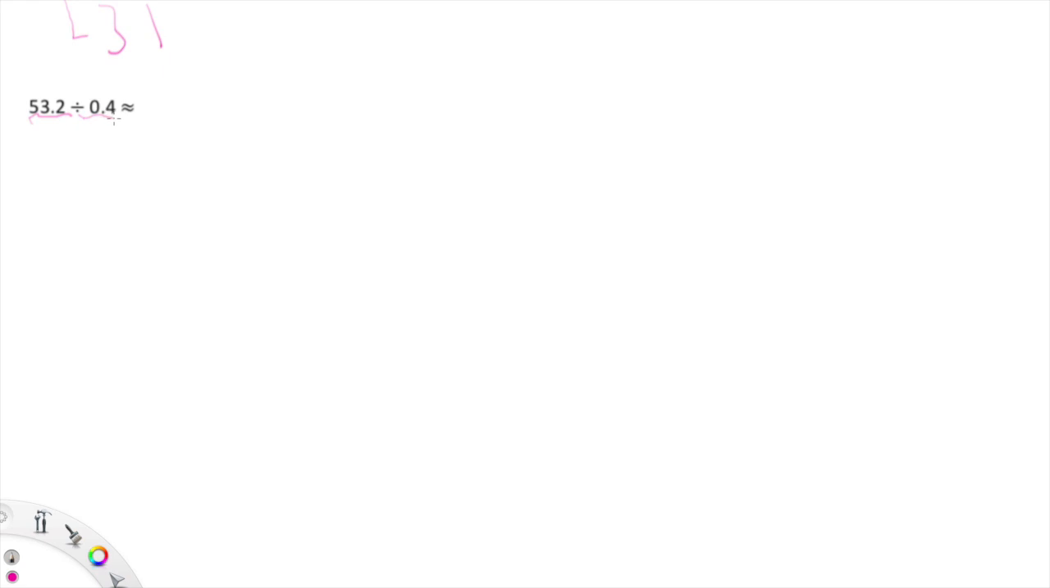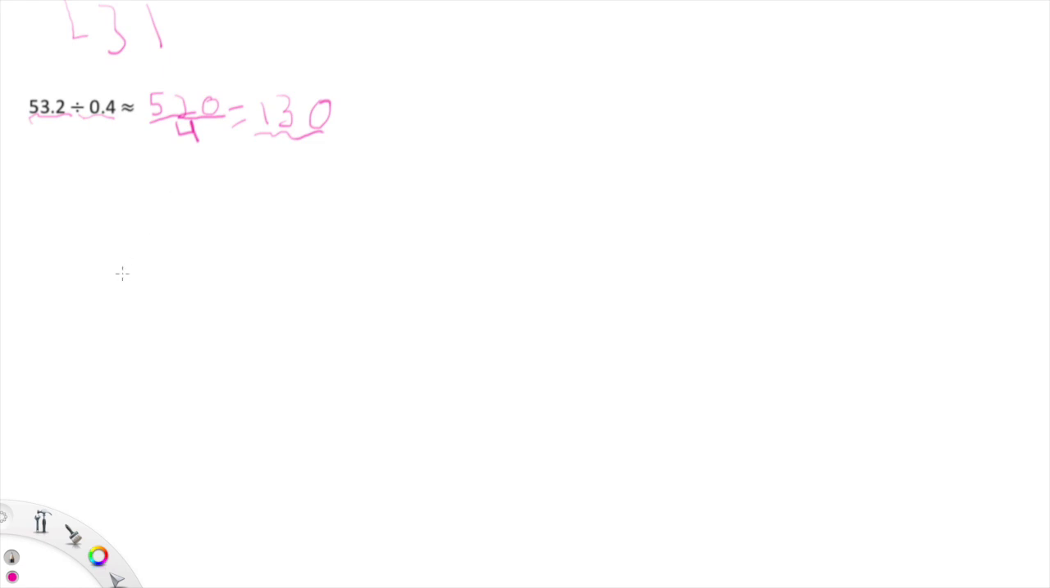532.2 divided by 0.4. So, first we have to estimate this. To give an estimate, we're going to make 532 into 520, and 520 divided by a fraction, 4 tenths, because you're able to do that and make it into a whole number, which equals 130. So that's our estimate.